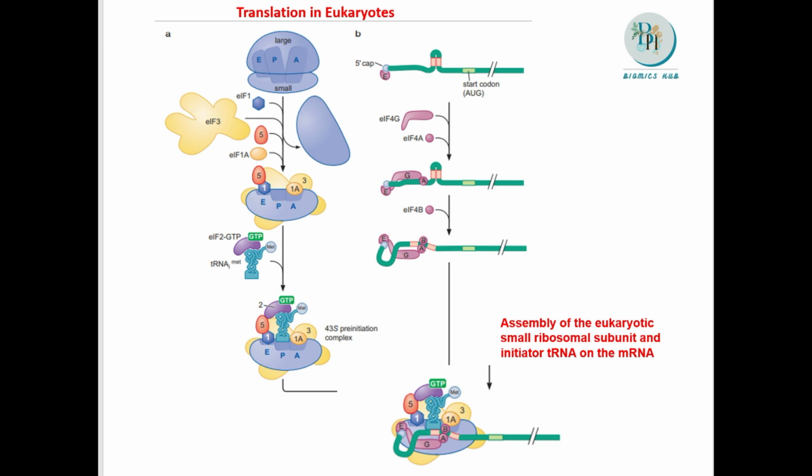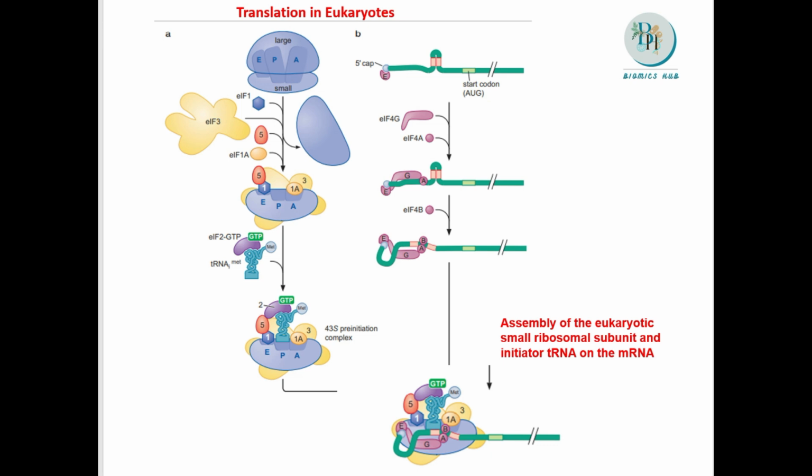The next is EIF4A. What is the function of EIF4A? After EIF4A comes EIF4B. The main function of EIF4A is that it recruits EIF4B and enhances its work. The work of EIF4B is that it is a helicase, which helps in removal of the secondary structure or the loop for the initiation of translation to take place in eukaryotes.